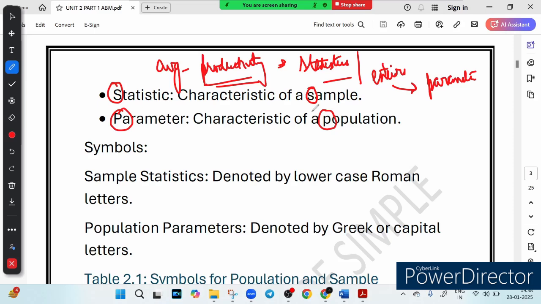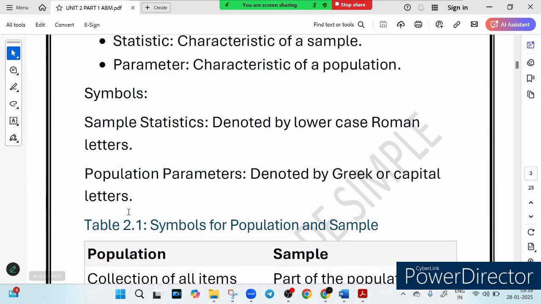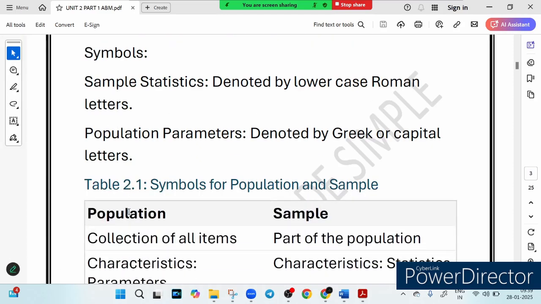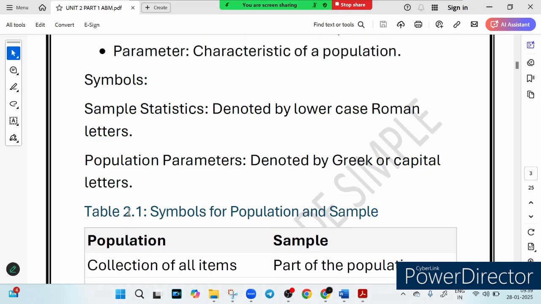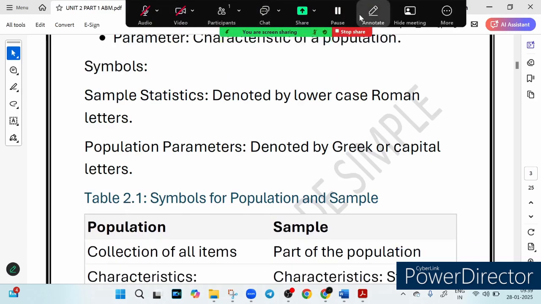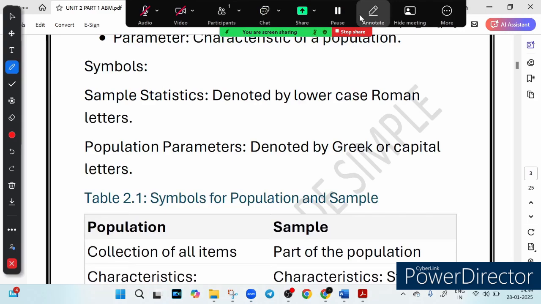Now let's move over to the next point. That is our symbols. Let's talk about the symbols. What is the meaning of symbols? Friend, first things first, let's talk about population. Population is the big picture, the collection of all items or individuals you are studying. For example, if you are analyzing all bank accounts in a branch, that is your population, right?